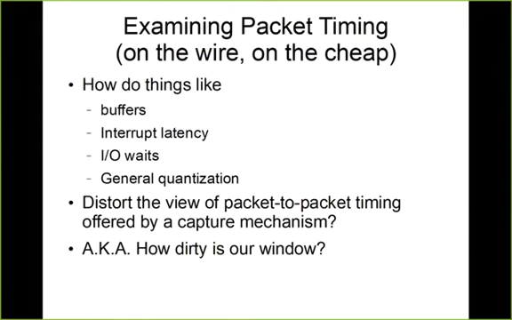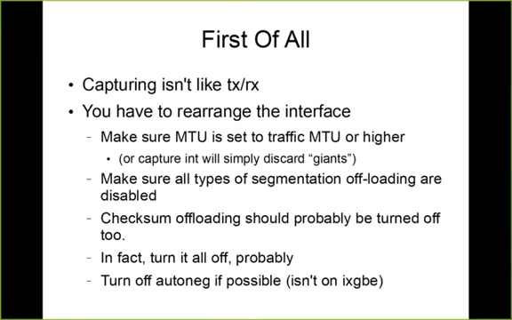So after this whole exercise, I got kind of interested in whether or not you could examine per packet or inter-packet timing with an Ethernet capture interface. And I was skeptical, kind of like shark bite connectors and Ethernet flow control, about whether this would work. But how do things like buffers and interrupt latency and IO weights and general quantization distort the view of packet-to-packet timing offered by a capture mechanism? Or to make a metaphor, how dirty is our window?